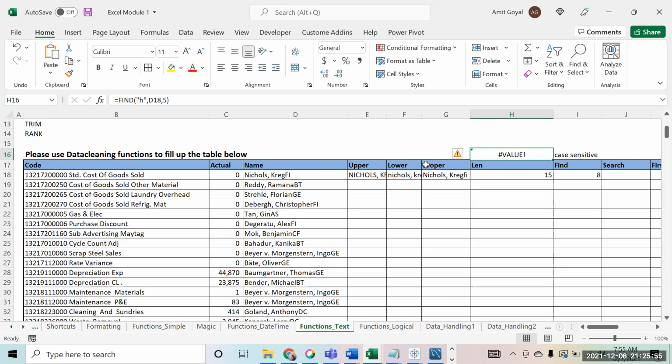Okay. Now search is exactly the same function. Search and find, they're both the same. The only difference is that search is case insensitive. So can you try this? I would like you all to try this by yourself. You can do anything in this.